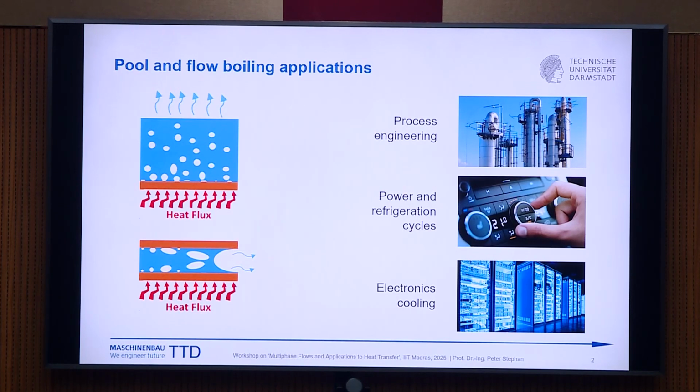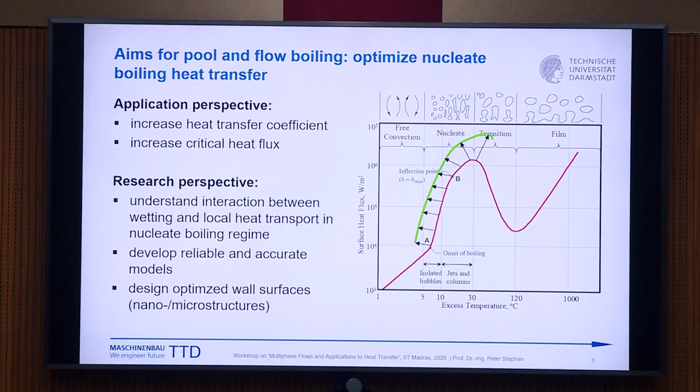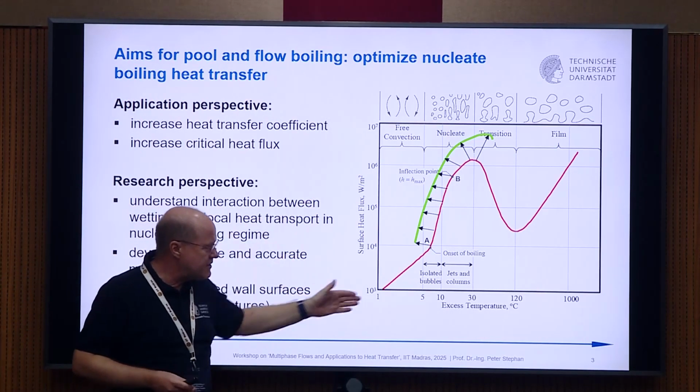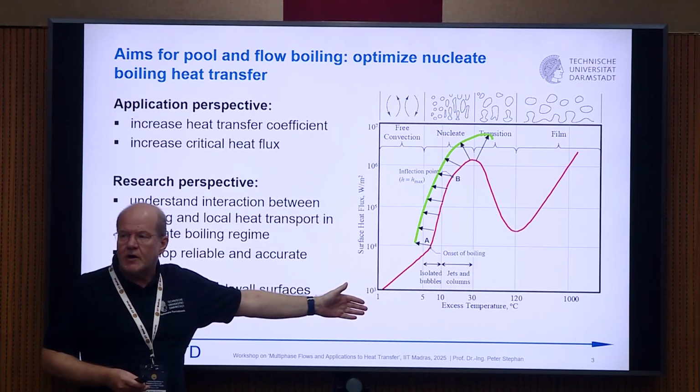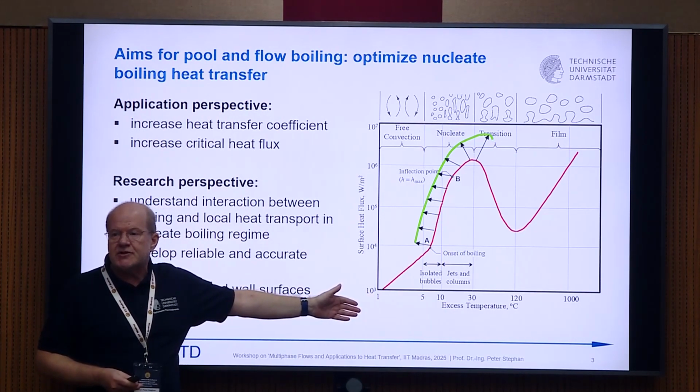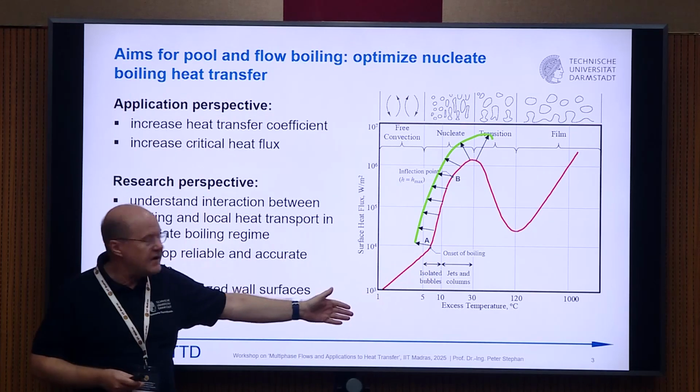In a non-gravitational field, they will not rise, but we will also hear talks about that on the second day, or this afternoon, I think, because we also had some space experiments. This is the typical Nukiyama curve. The Nukiyama curve shows basically the performance of a boiling device. Here, a pool boiling curve for water. What you see here is surface heat flux versus the excess temperature. Excess temperature is the wall temperature minus the saturation temperature of the fluid at the relevant pressure.